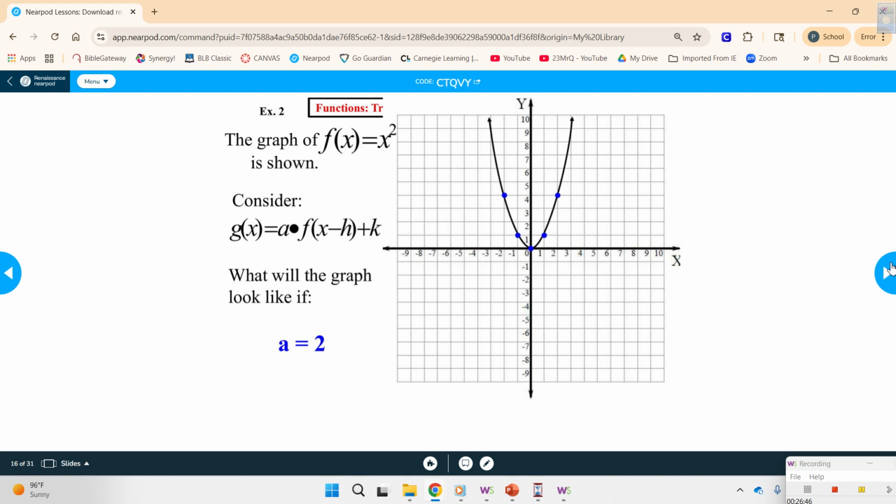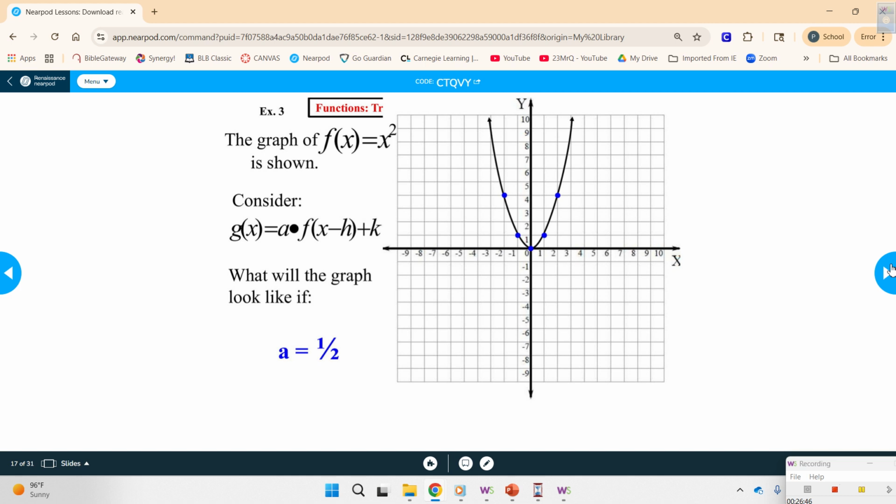When A is 2, tell your neighbor what happens to that graph. Talk over your neighbor. When A is 2. What happens to that graph? All right, good conversation. Natalia Castro, what happens? It stretches. Hands if you agree if it stretches. That is correct. Let's go to the next one.